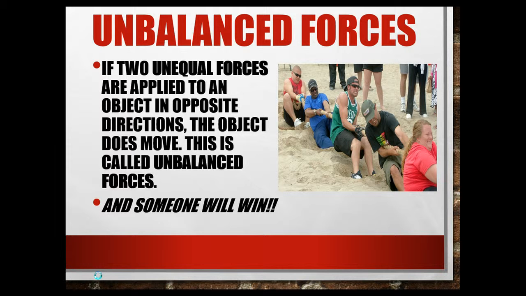The other option is there's unbalanced forces. So if there's 2 unequal forces that are applied to the same object and they're in opposite directions, the object does move. This is called unbalanced forces. And so in the example of tug of war there, someone's going to be winning.